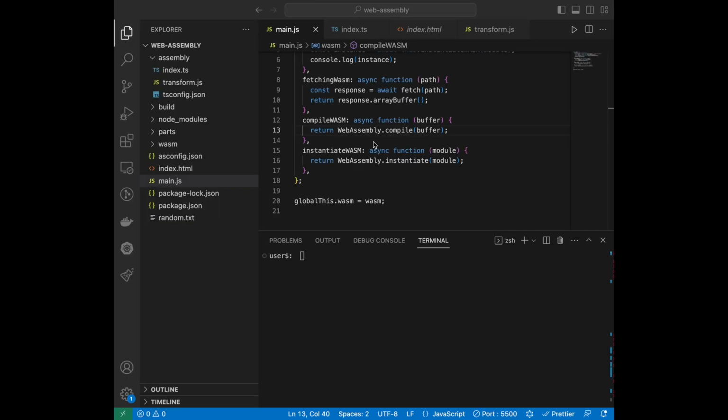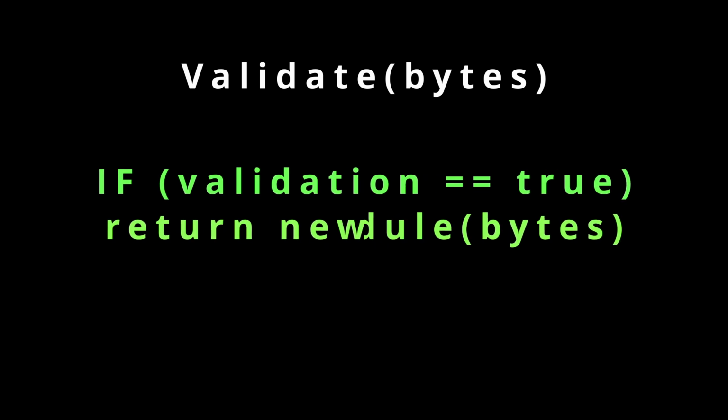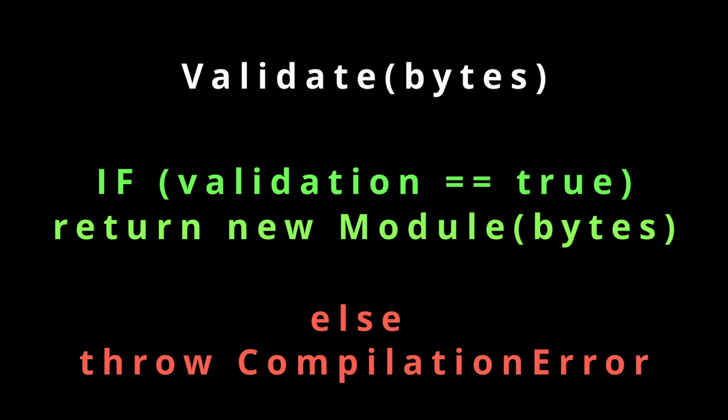Let's start now. In the last video we used WebAssembly.compile to compile the bytes that we received into a WebAssembly module object, but we don't necessarily need to compile it using the compile method. Let's see how the compile method works internally. Basically, the compilation process follows these steps. It validates the bytes that we just received. If validation is true, it constructs a new WebAssembly module using those bytes.